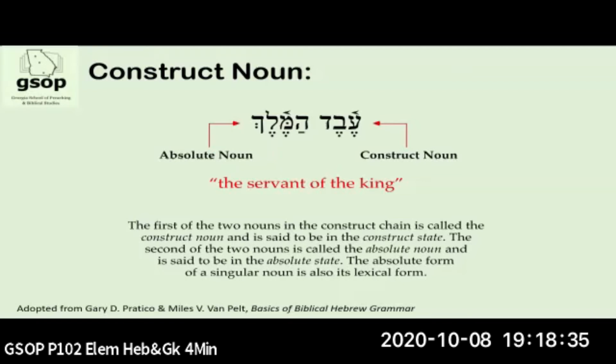The second of the two nouns is called the absolute noun. It's said to be in the absolute state. The absolute form is a singular noun. It's also its lexical form. In other words, that's how you'll find it in the lexicon or dictionary. And so the first noun is the construct, the second is the absolute. So if you have two nouns side by side, okay, I'm not talking about a verb, I'm not talking about a pronoun, I'm talking about two nouns side by side, then they're going to function in the construct. One of them is going to be "of," generally. So here we have eved as the construct, so it is the servant of the king, possessive.